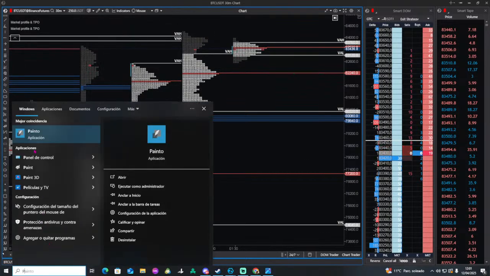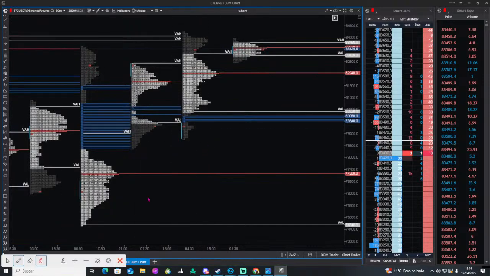So let me see where is my pointer, so I can show you. Here we have one possible reaction. We have value area low from yesterday as a reaction with a big single print on the bottom. That's really interesting. What we also have here is a naked point of control from Wednesday. Usually this type of point of control with this type of distribution is really interesting.